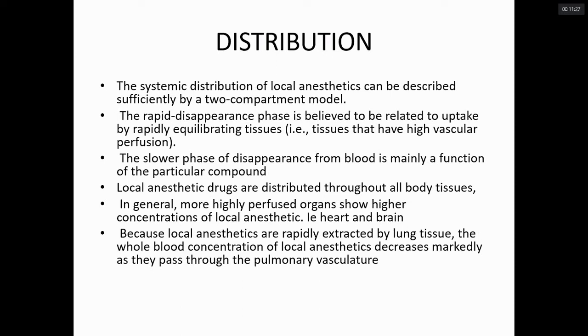Local anesthetic drugs are distributed throughout all body tissue, but more highly perfused organs show higher concentration of local anesthesia, that is heart and the brain. Because local anesthetics are rapidly extracted by the lung, the whole blood concentration of local anesthesia decreases markedly as they pass through the pulmonary vasculature. So you just remember that the higher concentration of local anesthesia is seen in heart and brain.